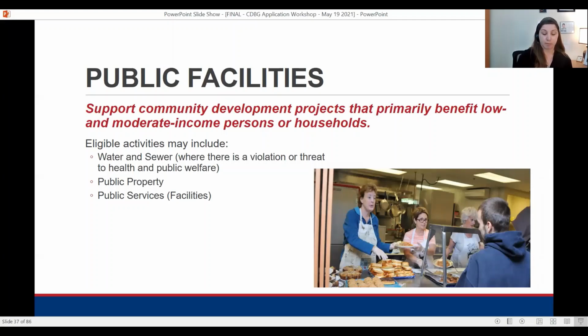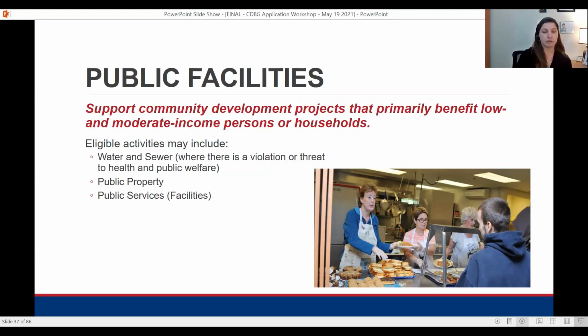Also, public property is a category under public facilities. This includes funding used for elderly or handicapped access to public buildings, to acquire or construct streets, sidewalks, recreation areas, medical facilities.